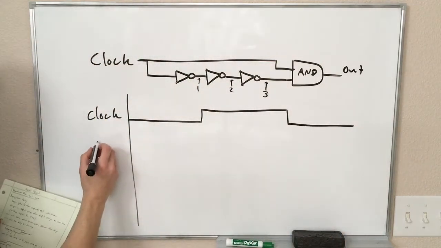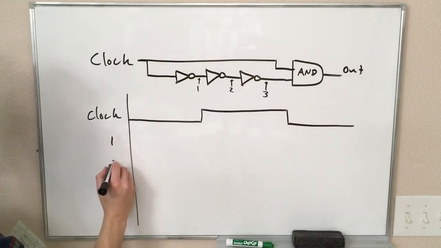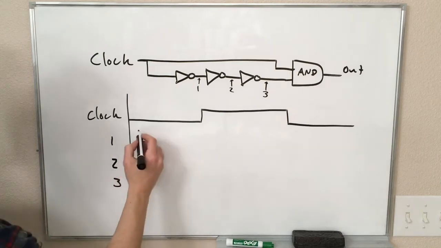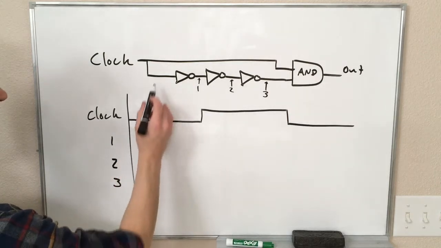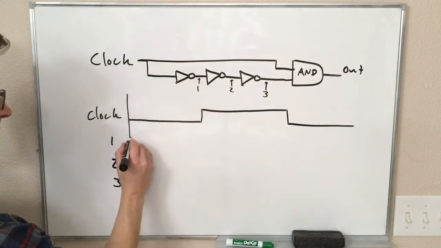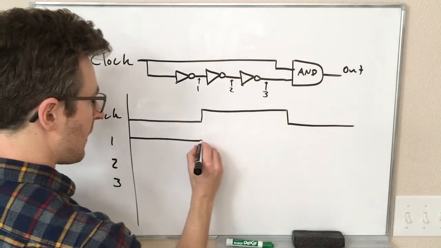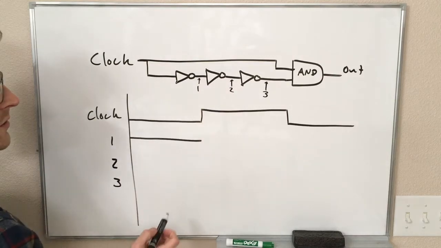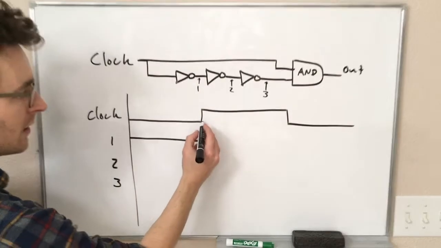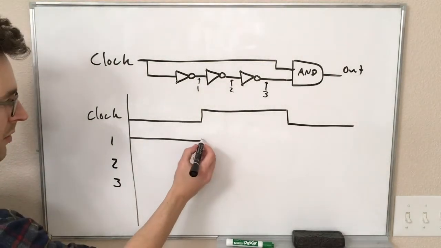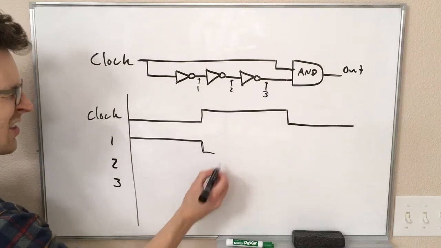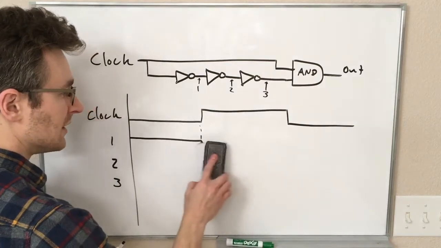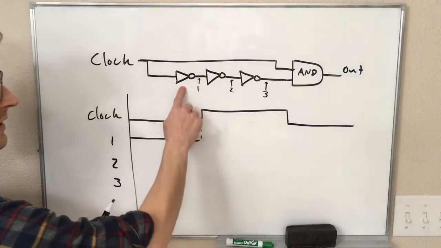So let's plot what's going on at points 1 and 2 and 3. At point 1, if the clock has been off, point 1 is going to be on. And then when the clock turns on, point 1 turns off, but it doesn't do it right away, right? A week ago we would have said this graph looks like this, right? It turns off at exactly the same time, but we know this isn't true. We know there's a delay that happens because of this gate.